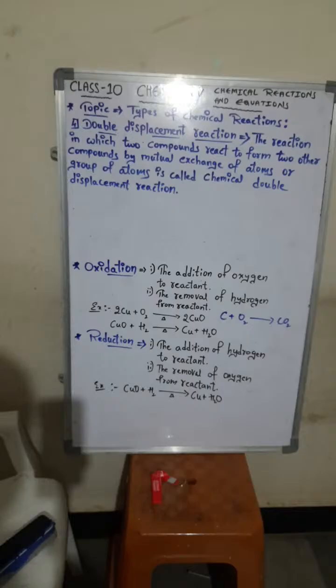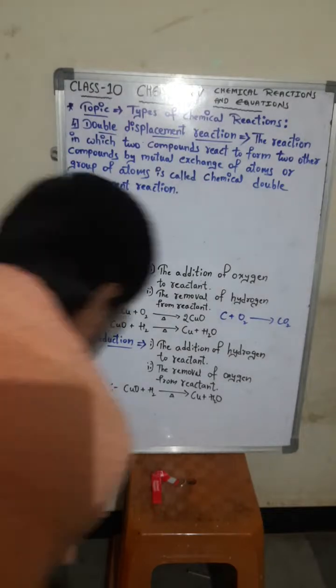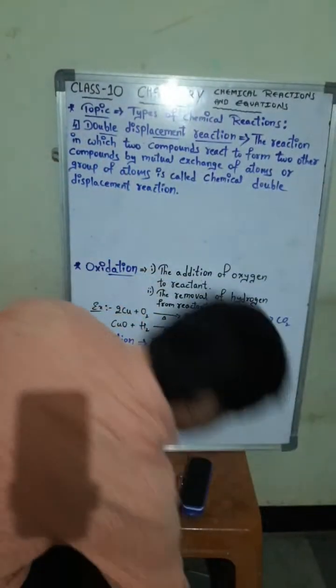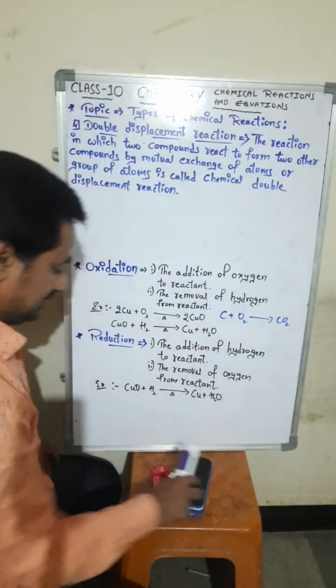Chemistry, chapter 1, chemical reactions and equation, class 10 students. Yes, join as early as possible, 7:31 it is. Okay students, let's continue today's session. Chemical reactions and equations. Yes. Shall we begin? Yes. Hi.